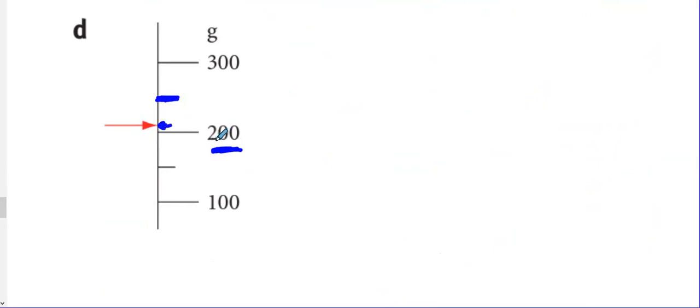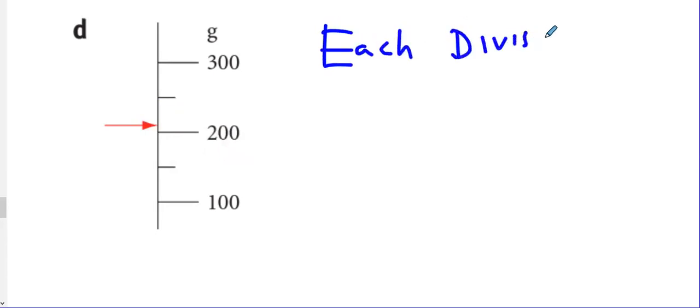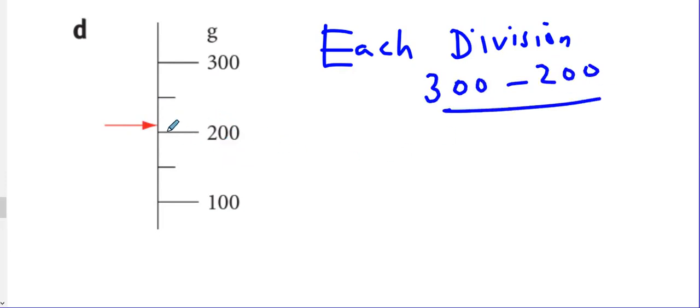So it means this reading is like 200 plus 1 step above 200. Okay, so let me try to find each division will be equal to how much. I'm going to say this reading here is between 200 and 300. So go ahead subtracting 300 minus 200. The answer you get, you have to count from 200 to 300. How many lines are there?